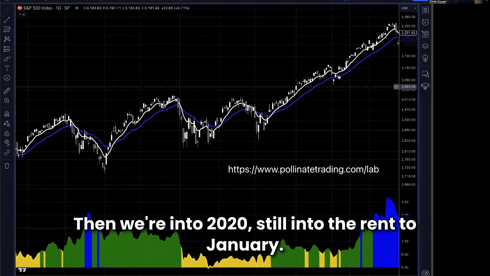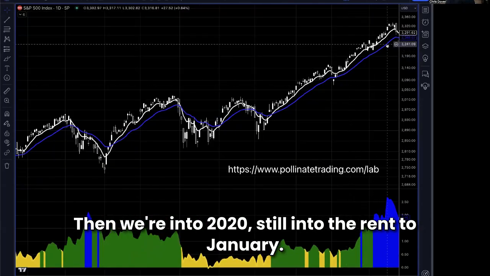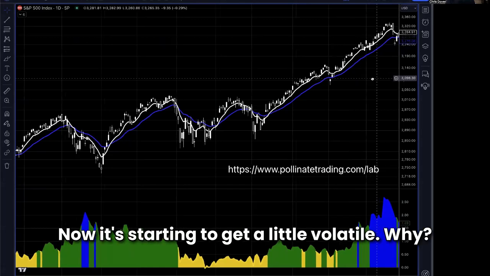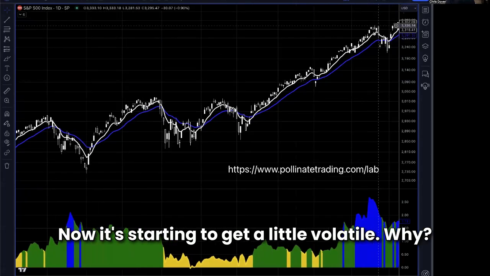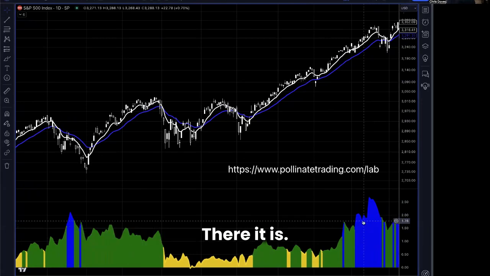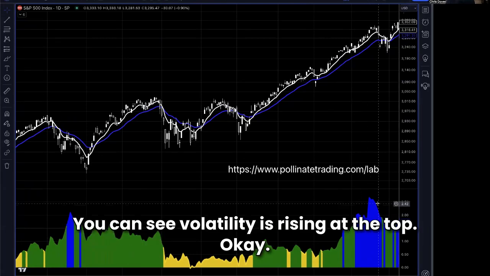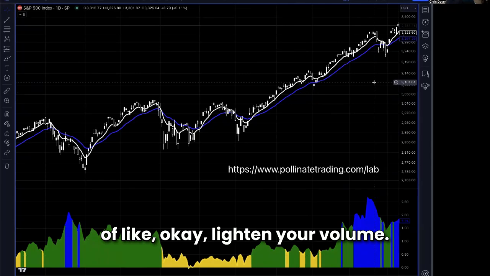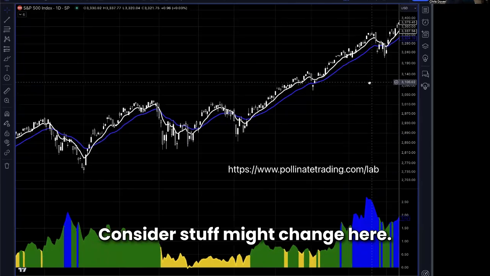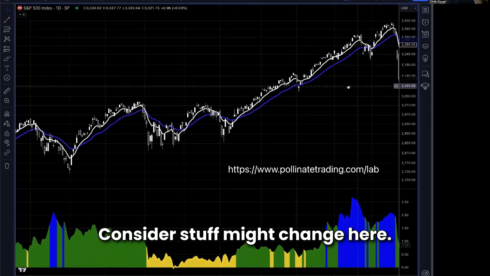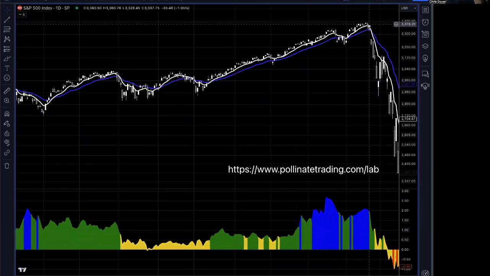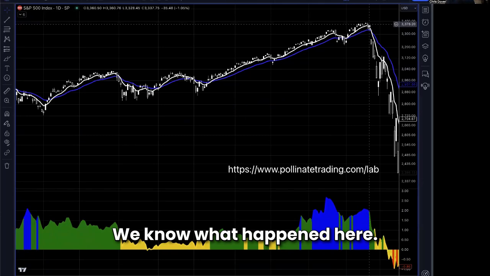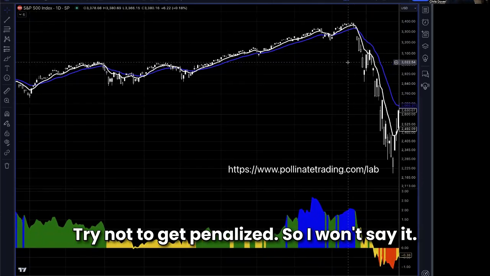Then we're into 2020, into January now. It's starting to get a little volatile. Why? There it is. You can see volatility is rising at the top. Okay. So it continues to give you that signal of, okay, lighten your volume, consider stuff might change here. And it does. We know what happened here. Try not to get penalized, so I won't say it.